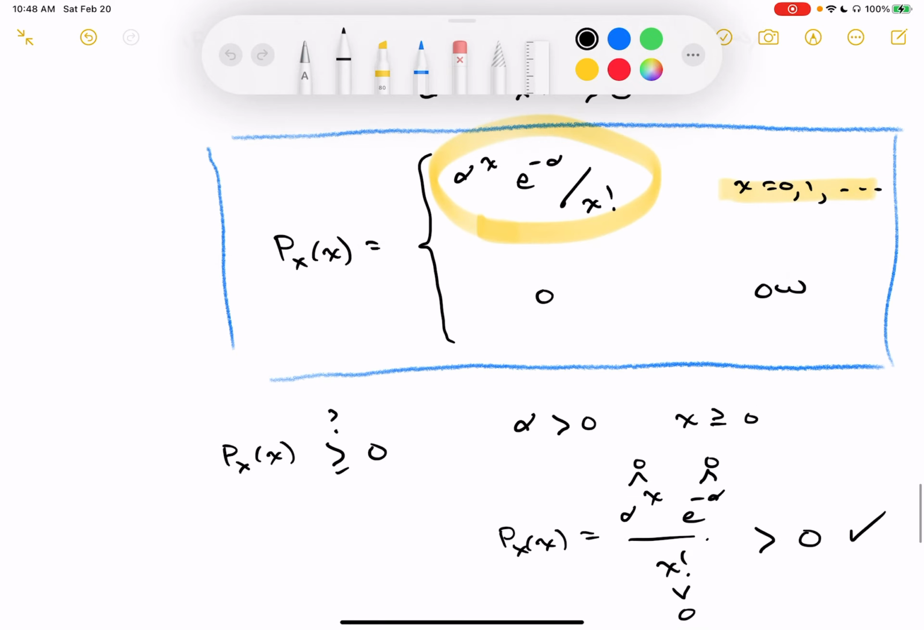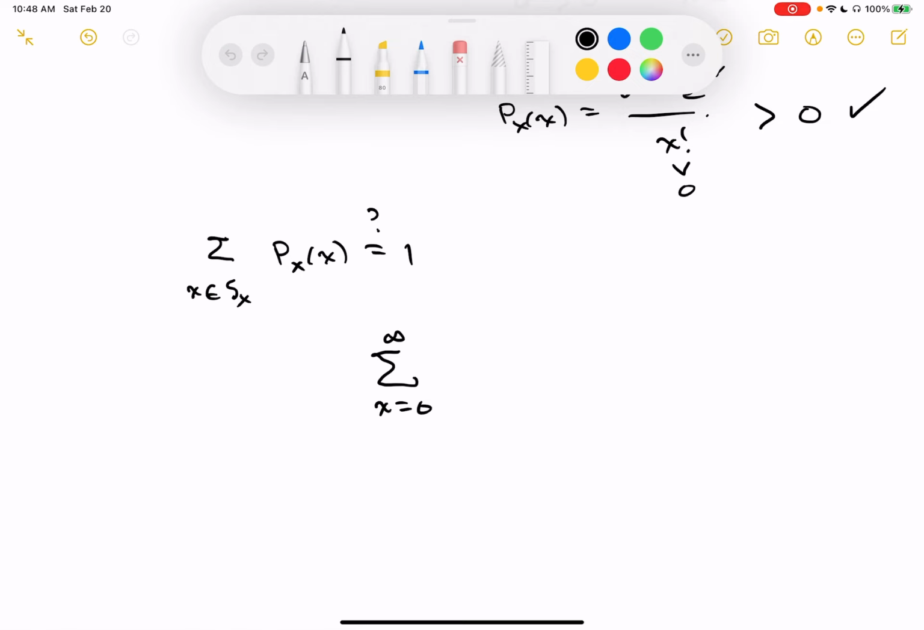And what are we adding up? We're adding the probabilities, which we said are alpha to the x, e to the minus alpha over x factorial. And if I do that, I can go ahead and pull out the e to the minus alpha, because that is not a function of the sum variable x. So I'm going to write this as e to the minus alpha, and I have a summation x equaling 0 to infinity. And then I have alpha to the x over x factorial.